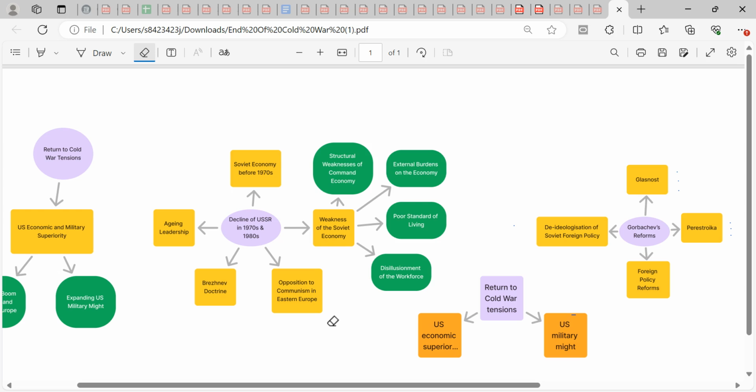Okay. So for the end of the Cold War, I'm going to jump straight onto this particular bit here, which is the decline of the USSR in the 1970s and 1980s. So I'm going to bypass the earlier part. I don't know whether I'll do that in a video some other time, or I will just bypass it if no one is actually asking anything about it.